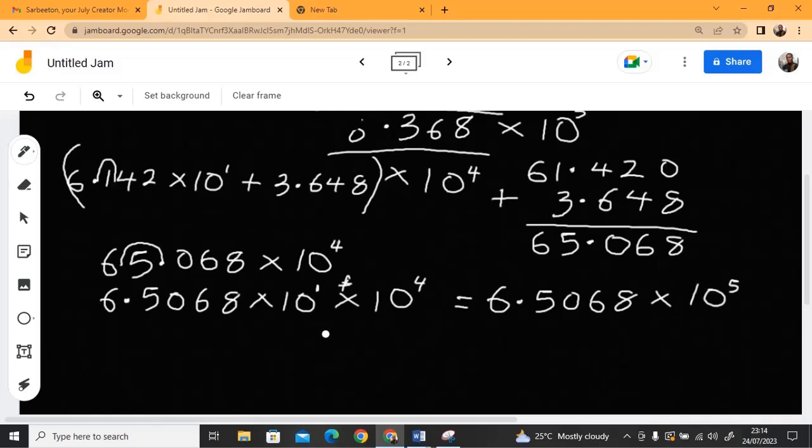But if you are very good at what you're doing, since you moved the point once, just add 1 to the power, making it 5. So that is that for that.